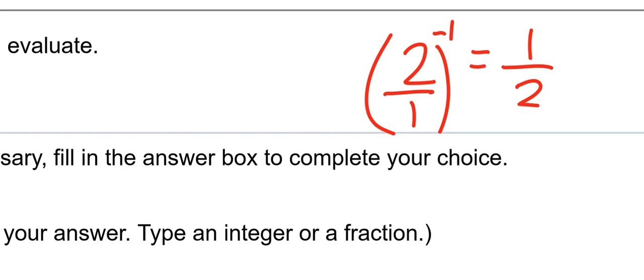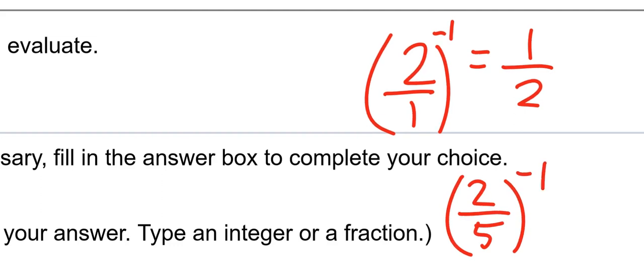If I asked you for the reciprocal of, or if I asked you for 2/5 to the negative first, what would you tell me? The answer is you don't need a calculator. What do you get? What fraction? 5 over 2. Thank you very much. Okay, that's the concept. We're talking a reciprocal.